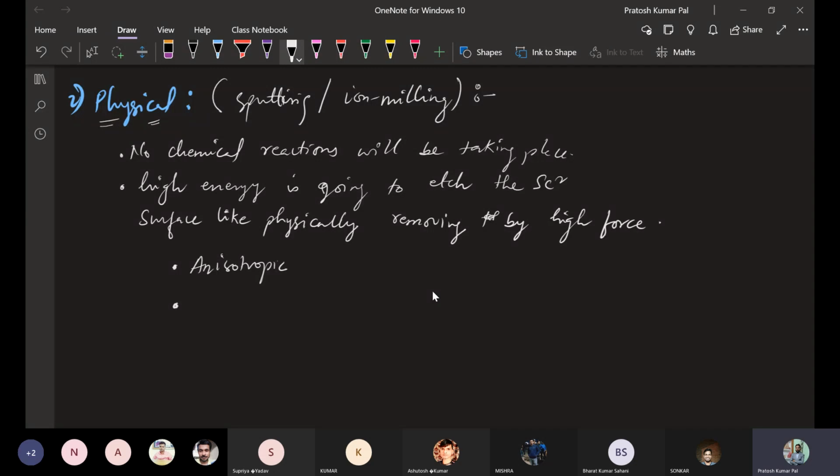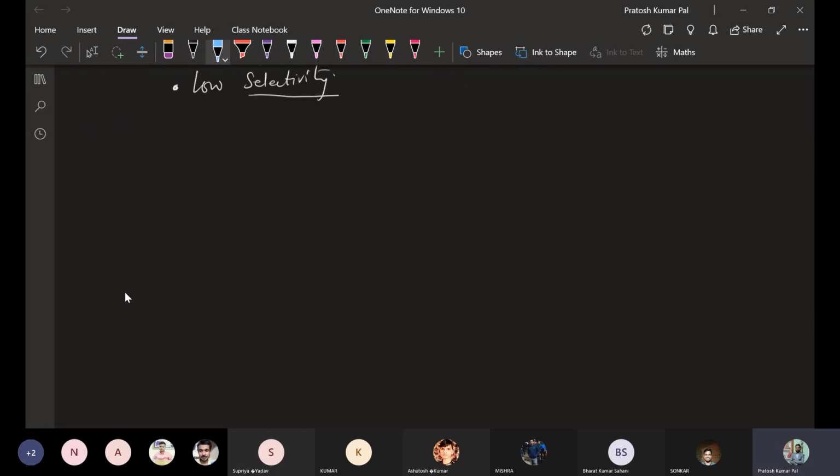Okay. And also in case of selectivity, it will be having low selectivity. Why it will be having low selectivity? Because it will not be able to identify whether it is a silicon dioxide surface or a semiconductor surface. Whatever surface is there, whenever we will be applying the force, it will be removing that surface. So selectivity will be very less in case of physical etching. The next method we will see.